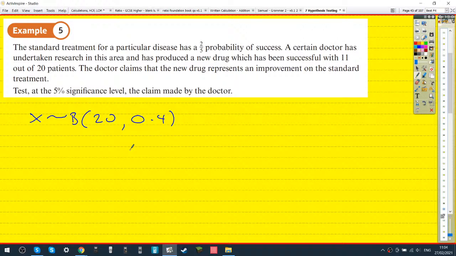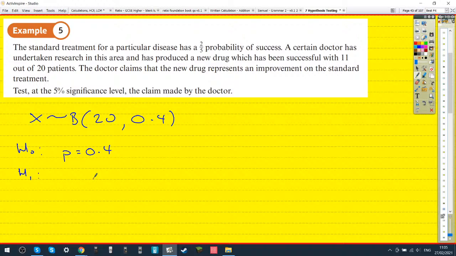And then would 11 be the lower? So I just need to think about this. The null hypothesis is the default assumption. That would be the probability is 0.4, and that's its old chance of success. They then changed it, and so we're assuming its new chance of success. Would it be more or less?